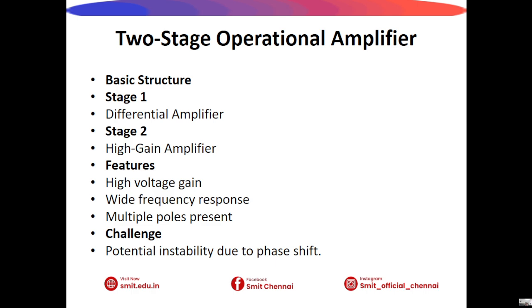Next, we see about the two-stage operational amplifiers. A typical two-stage operational amplifier contains a differential input stage followed by a high-gain voltage amplification stage. This configuration provides high gain and good performance. However, because two stages introduce multiple poles, the amplifier may become unstable. Therefore, compensation becomes an essential part of the design.